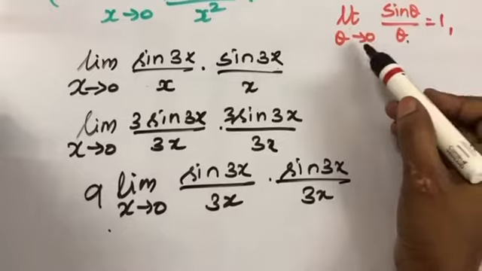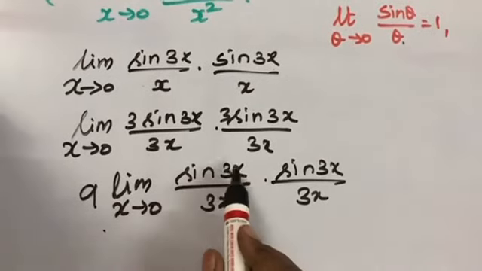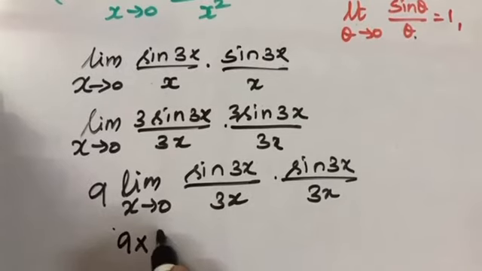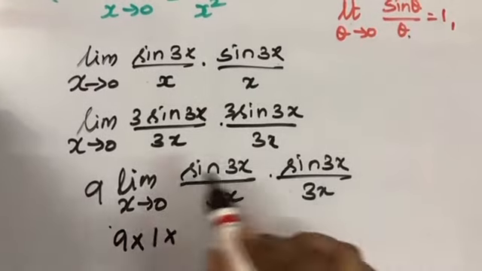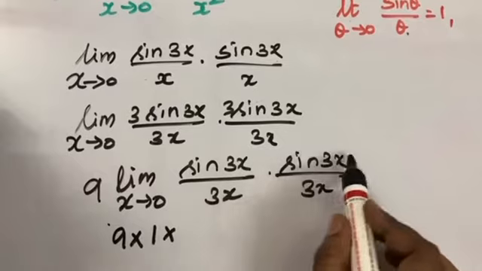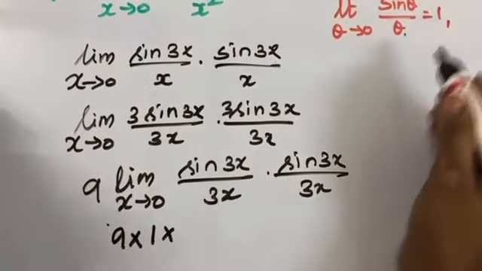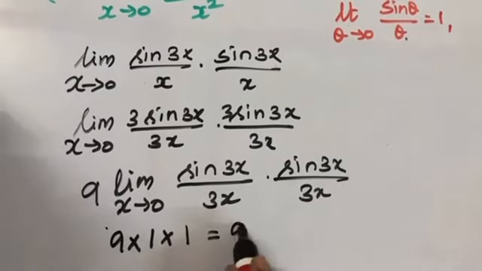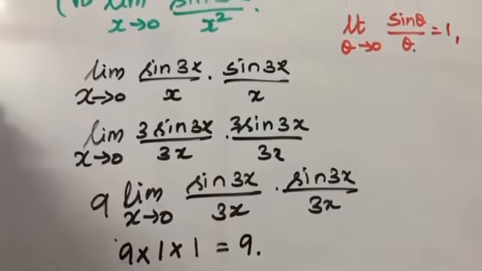So while applying the limit sin 3x divided by 3x, that will become 1. 9 into 1 into, here also limit x tends to 0, sin 3x divided by 3x is equal to 1. So 9 into 1 into 1, that is equal to 9. That's the value of this.